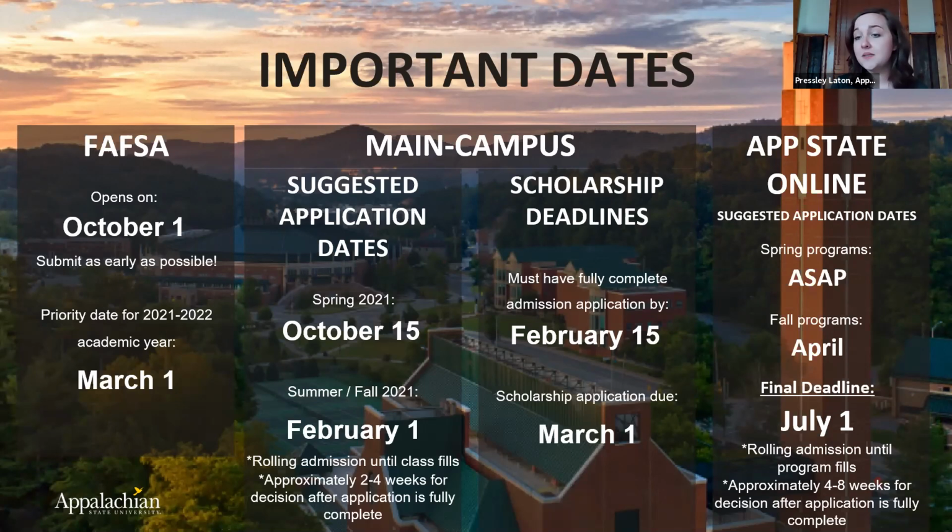For fall programs, April would be a great time to start that admission process, but the final deadline is absolutely July 1st. And with the decision timeline for App State Online applicants, since it's a two-stage review process for university admission requirements and then the program-specific requirements, it's a little bit longer of a process to hear back because of that two-stage process. So about 4 to 8 weeks after you've completed your application, you'll be hearing back from our team about that particular program.